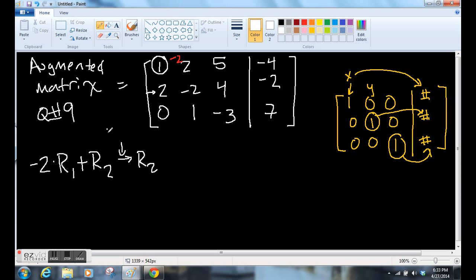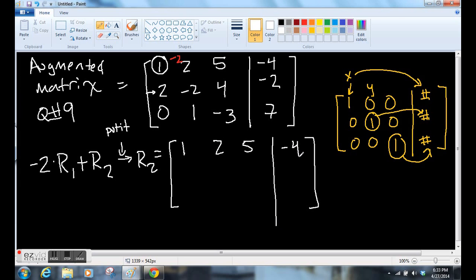So that essentially says put it in row 2. So here's what this looks like. I'm going to leave row 1 the same. That's 1, 2, 5, negative 4. See, it takes up a lot of space and time.